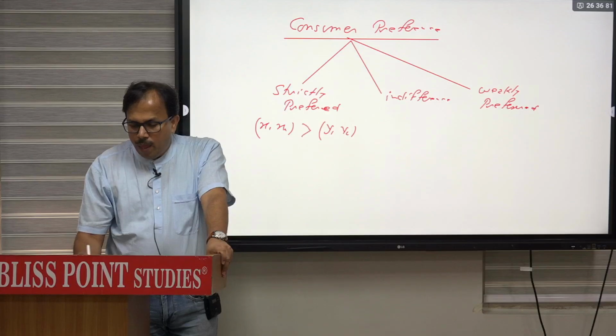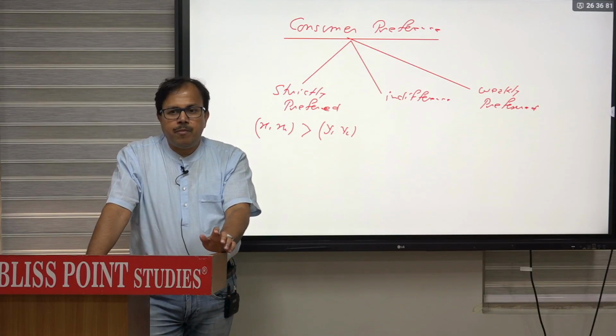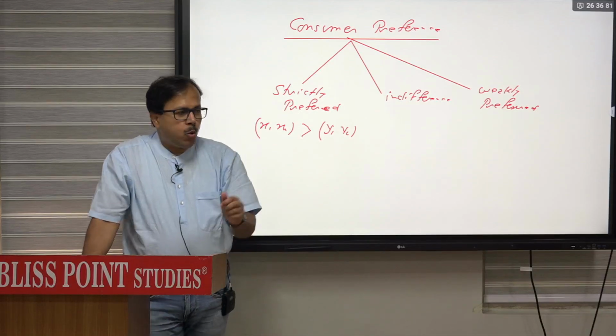So I marked this bundle. It could be written as x1 x2. This could be written as y1 y2. But both are on the same indifference curve, therefore the consumer is indifferent.